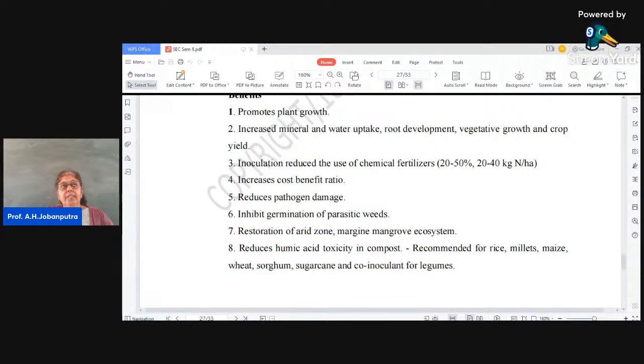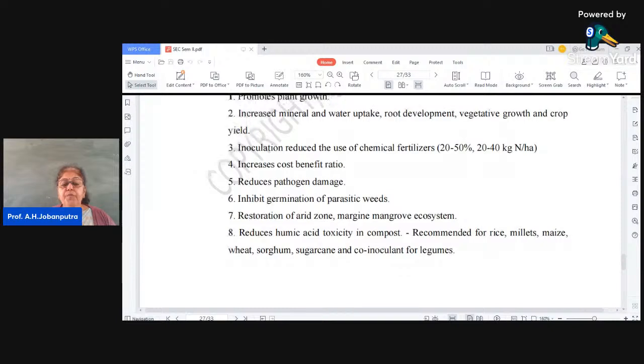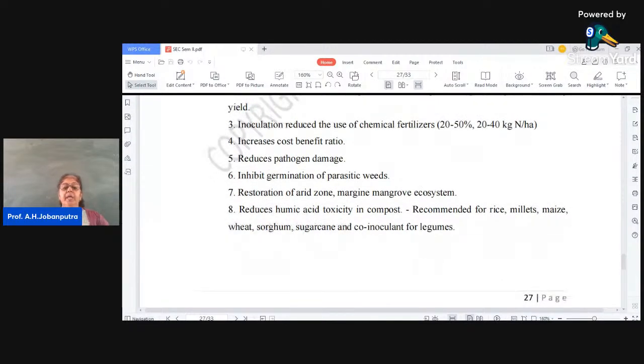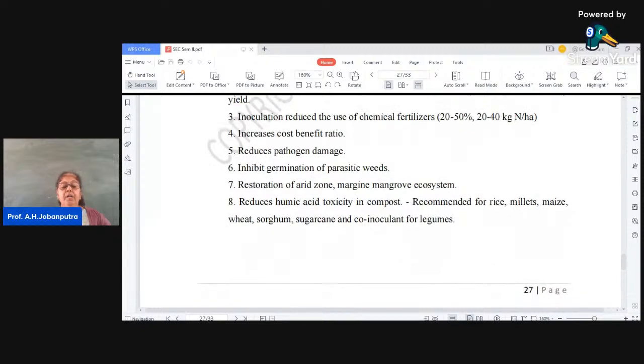humic acid toxicity in compost. So compost contains a lot of humic acid and it will reduce the toxicity of the compost by reducing humic acid, and that is why it is very useful for cultivation of rice, maize, wheat, sorghum, sugar cane, and even for leguminous plants.